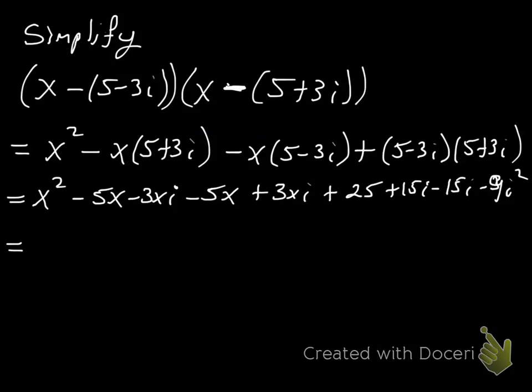And then good things happen. We say so long to all the i's. Combine our like terms. We've got a negative 5x and a negative 5x, which makes a negative 10x. And this i is gone, this i is gone, this i is gone, this i is gone. Those are all gone. i squared is negative 1 over here, so that's going to be gone too. So no more imaginary numbers.